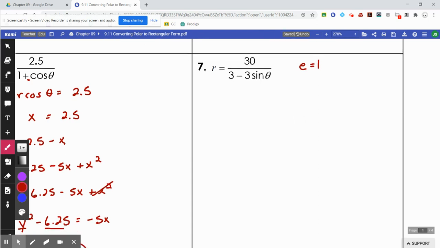So let's go ahead and distribute again. That's going to be 3r minus 3r sine theta is equal to 30.